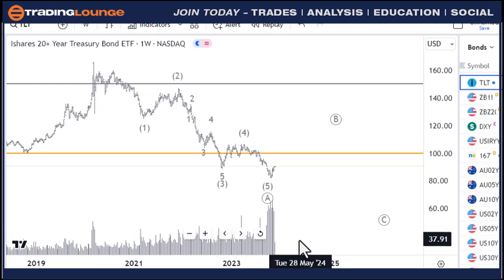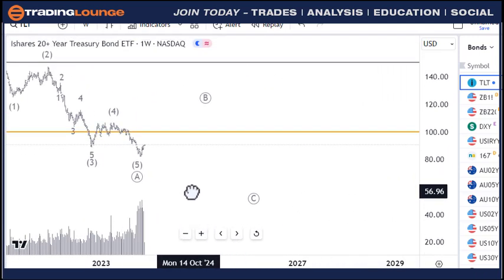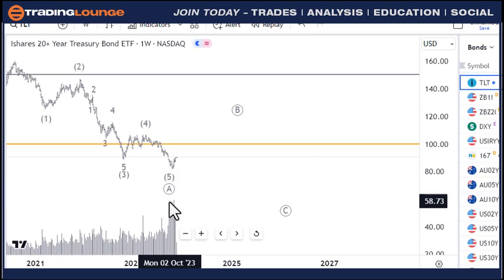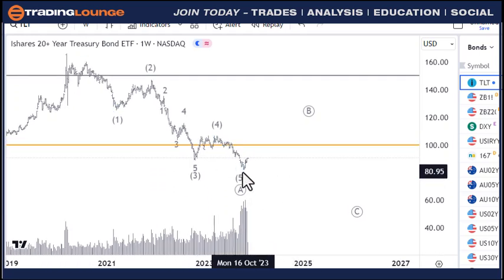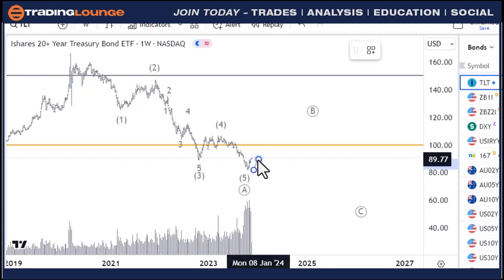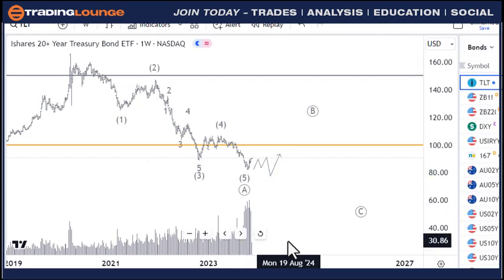Now, we can see here that there's a lot of volume coming into the market. We can count it down here as 5 waves. We can also count it here as a little A, B, and C wave and have one more low in place before we go up. So that's possible. There's two possibilities here.